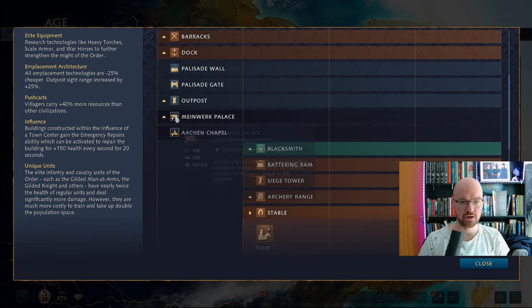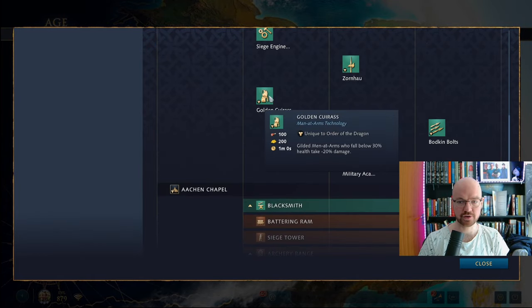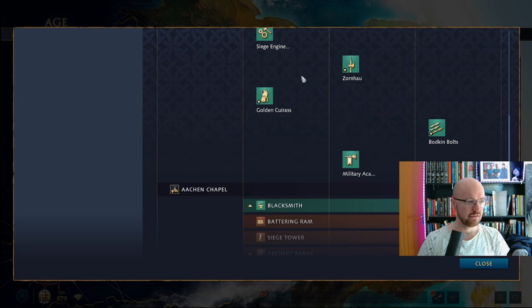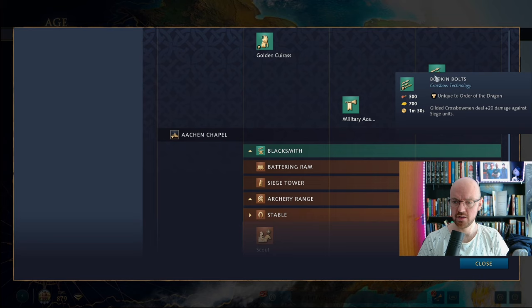Now, even though Mindwalk does unlock some very decent upgrades, again, Men-at-Arms, are you going to be making those in FFA? Most likely not, I would say. Most likely not. 552 health with the upgrade, I mean, those are kings. Bolts, 20 extra damage against siege. Are you going to be making crossbows in FFA?